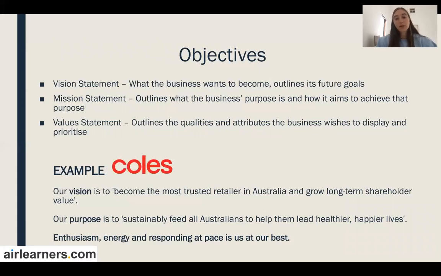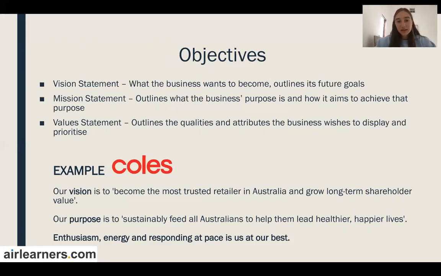So I have an example here from Coles, and their vision statement is to become the most trusted retailer in Australia and have long-term shareholder value. So they just want to be the most trusted retailer in Australia. That's their future goal, and that's why they continue to operate. And that's what they're striving towards in the future.